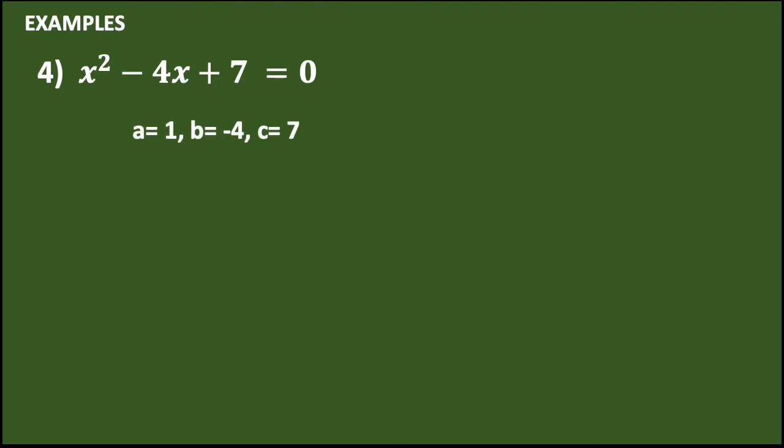Let us now have the fourth example. We have x squared minus 4x plus 7 equals 0. Let us now identify the values of a, b, and c. A is equal to 1, b is equal to negative 4, and c is equal to 7. After that, let us apply the quadratic formula. And let us now substitute the values of a, b, and c.